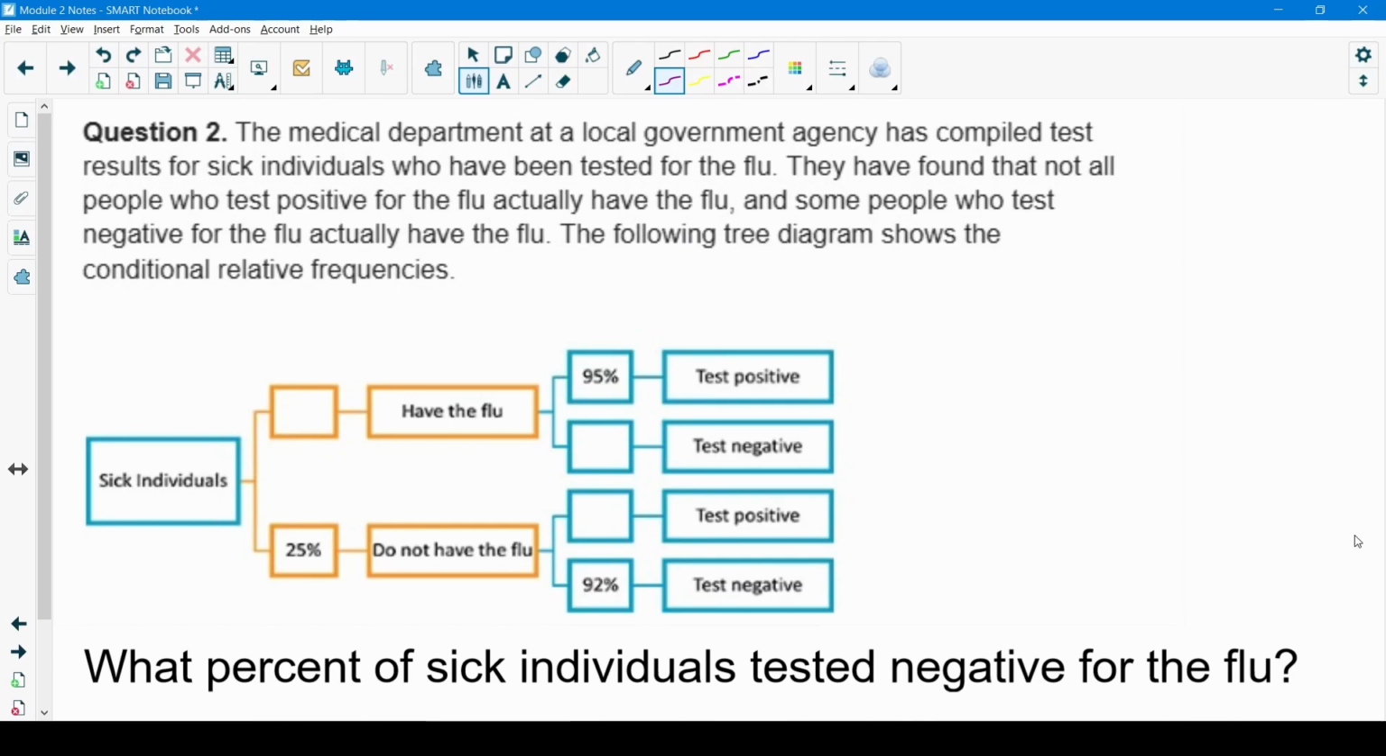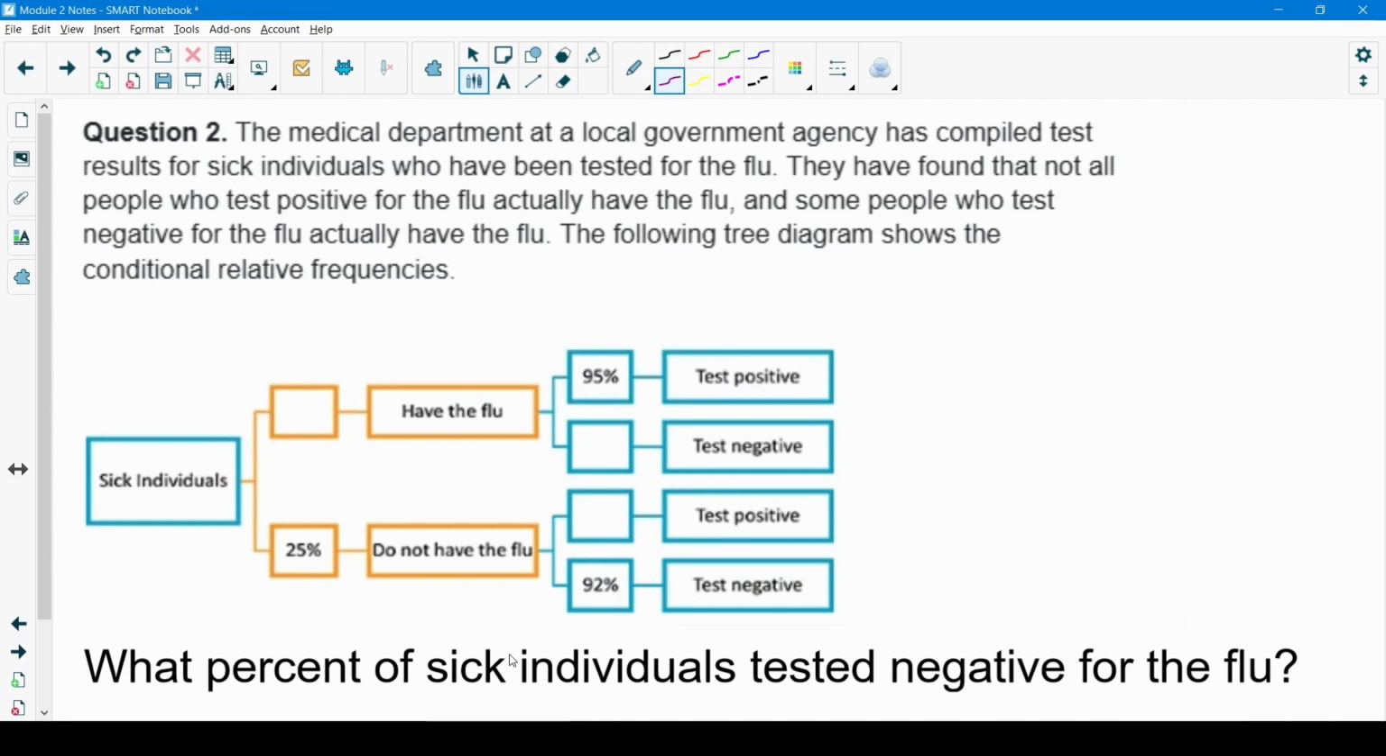Okay, my next example, here I've got the medical department at a local government agency has compiled test results for sick individuals who've been tested for the flu. Here's our sick individuals. They have found that not all the people who test positive for the flu actually have the flu, and some people who test negative actually do have the flu. So here we've got a tree diagram that shows the conditional relative frequencies. Again, that word relative, that tells me that these are going to all be percents.